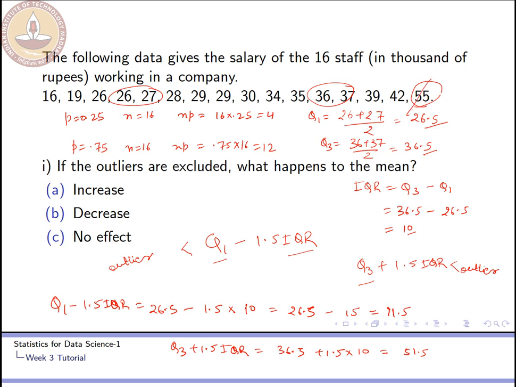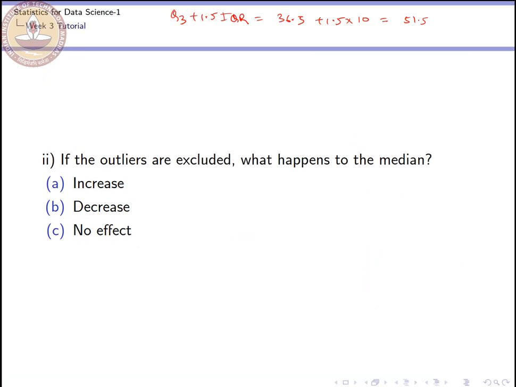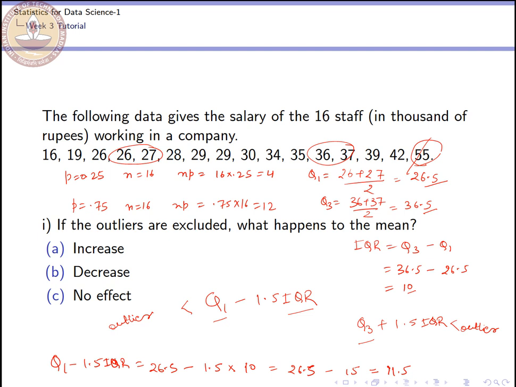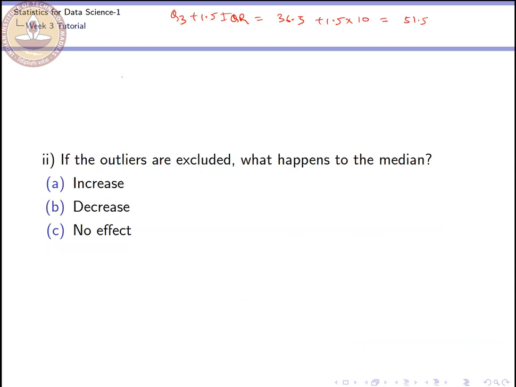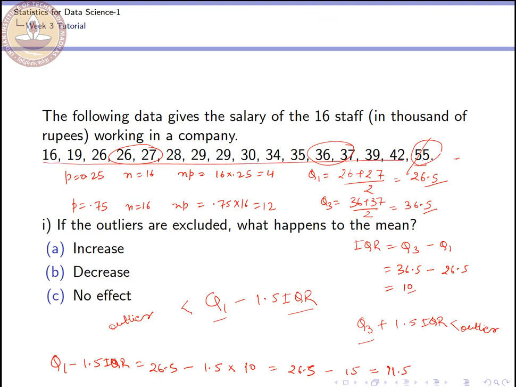So we'll exclude this value for finding the next thing. If the outliers are excluded, what happens to the mean? Since we have to calculate the mean after excluding the outliers, first we'll calculate the mean of the data set with outliers, and then the mean of the data set without outliers. In the first case, we take the sum of all these values, that is 16 plus 19 plus 26 and so on up to 42 plus 55, upon the total number of observations, that is 16. When we sum all these values we get 508 by 16, and that comes out to be 31.75.